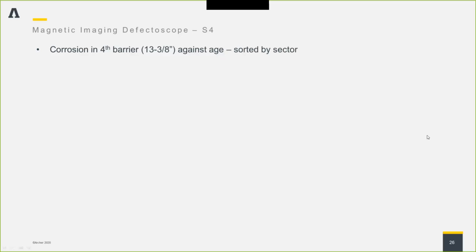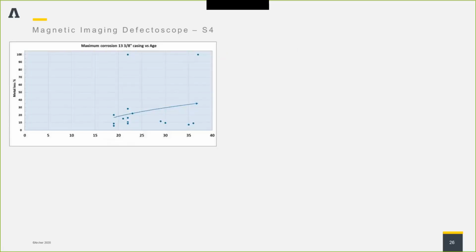But it's also useful with this kind of data to sort it by the sector. There are 3 different sectors in this particular field. So if we look at the first one, these are some of the slightly older wells, and there is again a definite trend in the age and the amount of corrosion that we're seeing, and there are these 2 outliers as well.